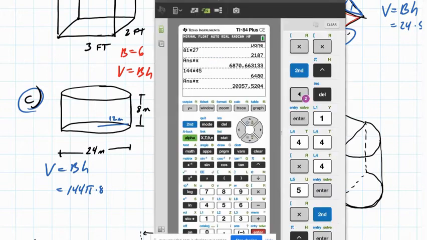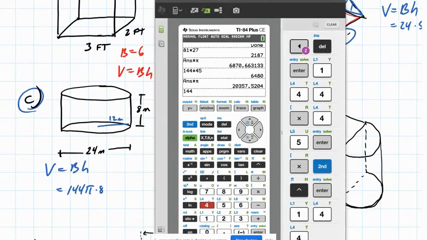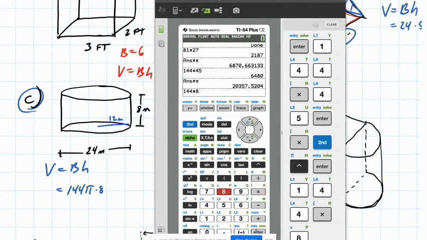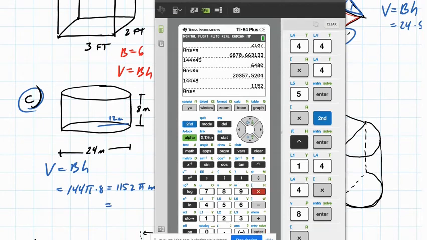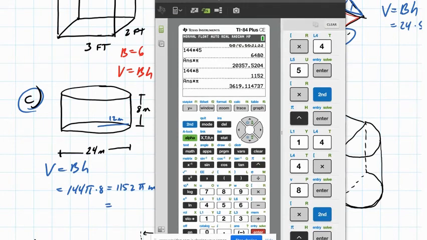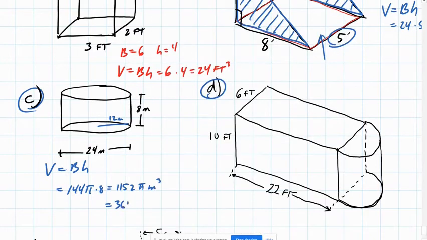And so now we have 144 times 8 is 1152. So we have 1152 pi cubic meters. And that is approximately 3619.1 cubic meters. So again, I want both answers, the exact and the approximation.